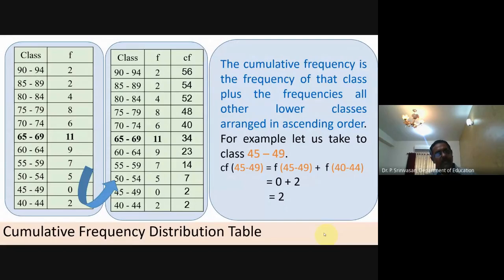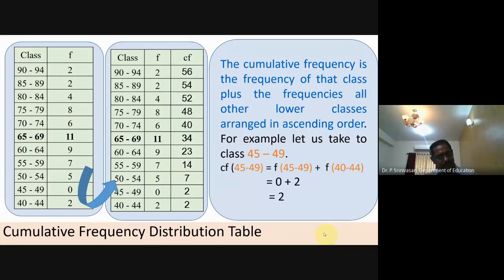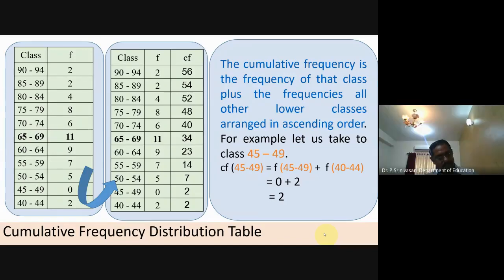It's very easy only. Yes. Distribution table. Yes. Cumulative frequency distribution table. Yes, correct. Cumulative frequency distribution table. The left one is simple. The first one is a simple frequency distribution table because you got only frequency in that table.